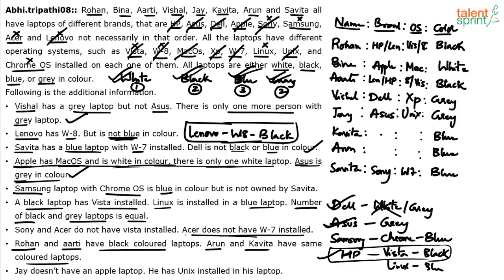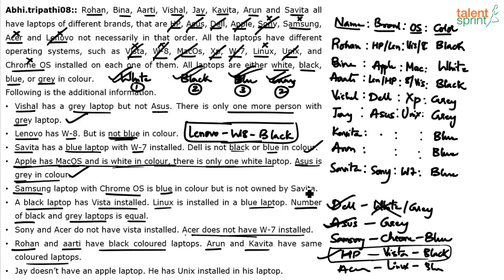Likewise, try and fill the other gaps. Sony and Acer do not have Vista. Now this is Samsung versus Acer. So Samsung Chrome Blue is one. Since it is Linux, I think it has to be Acer. Acer has got Linux and blue in color. Samsung has got Chrome and blue in color. Now which one belongs to whom is what we need to figure out.